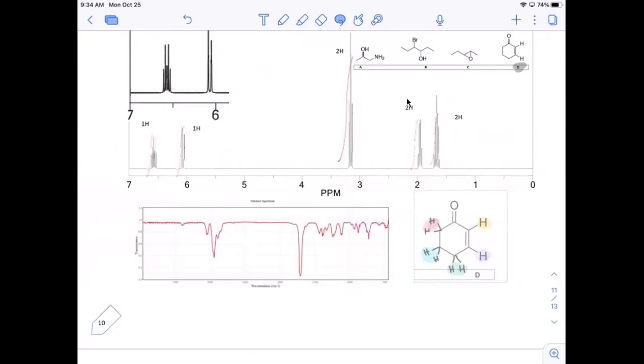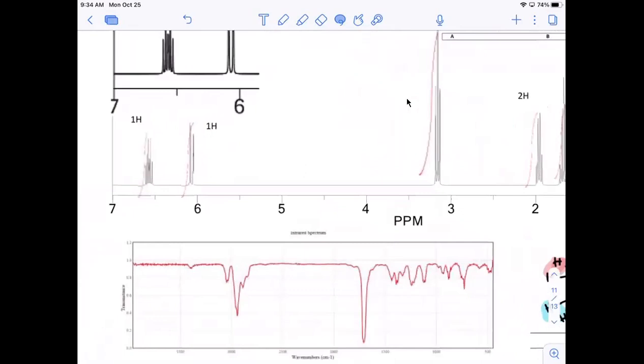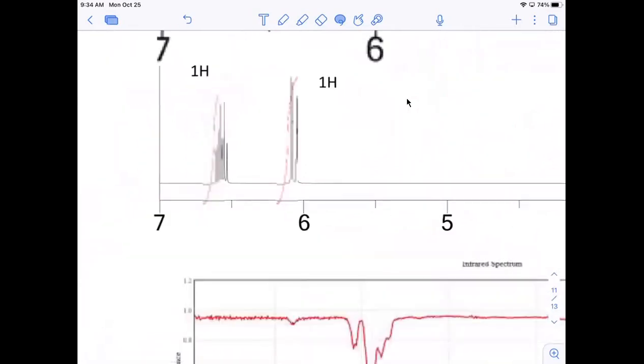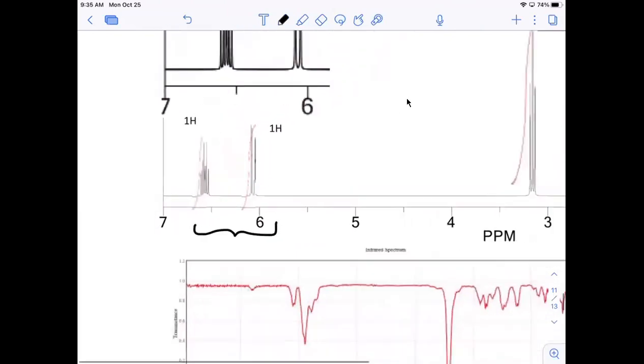So we can see right with D, we said we predicted 1, 2, 3, 4, 5 signals, and we see 5 signals. All right. And we also said that the alkene protons are going to be non-equivalent. So each one of those is going to be separate. They're not going to be one signal. There'll be 2 signals. And you can see down here in the alkene region, you can actually see that there are 2 signals. Look at where they show up, between 6 and 7. So that's typical for alkene protons.